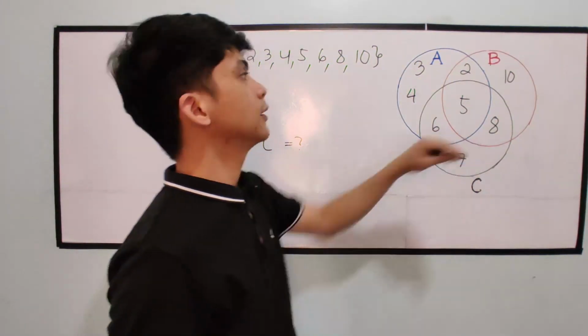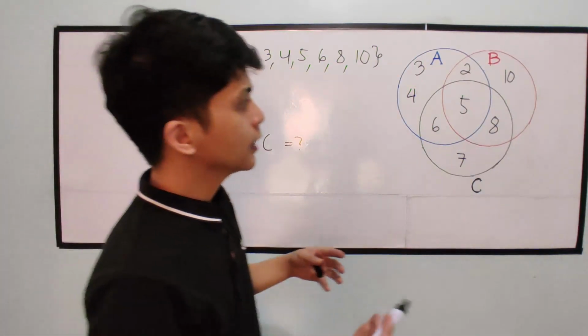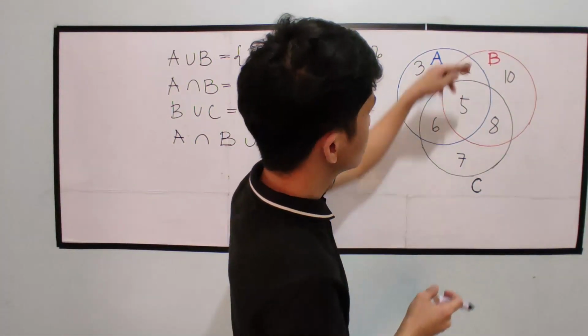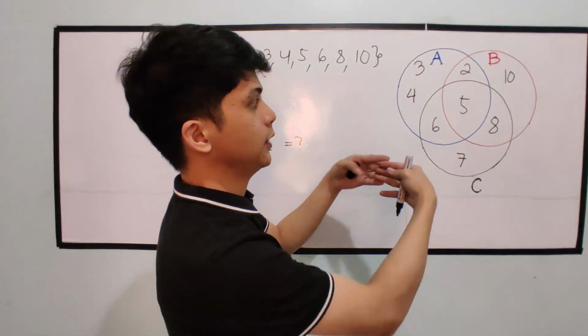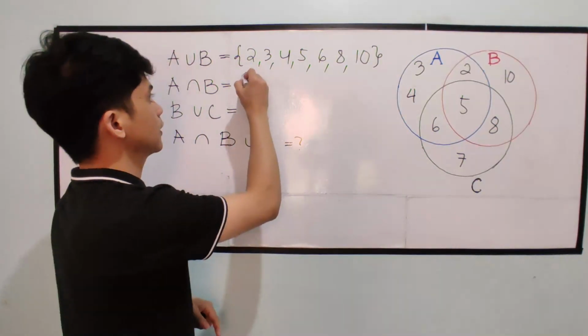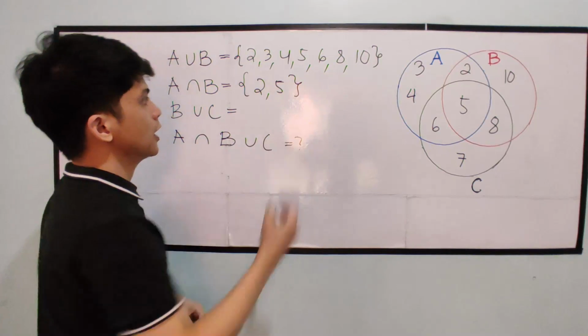Okay? Then, intersection of A and B. Same lang sa ginawa natin kanina. So, saan nag-intersect yung A and B? So, itong region na to. Dito nagkadikit yung dalawang circles ng A and B. So, 2 and 5 yung sagot. Yun lang yung intersection ng A and B.